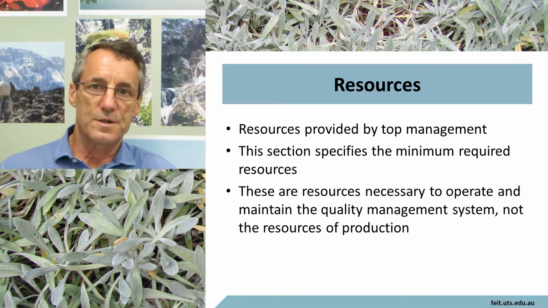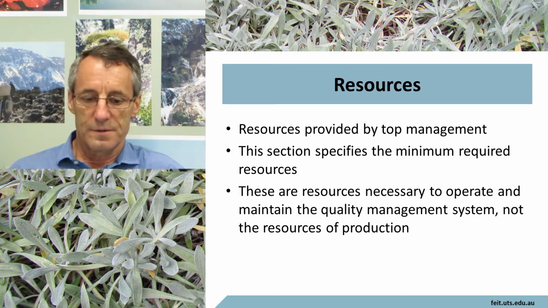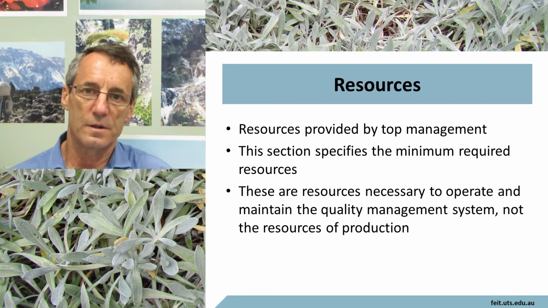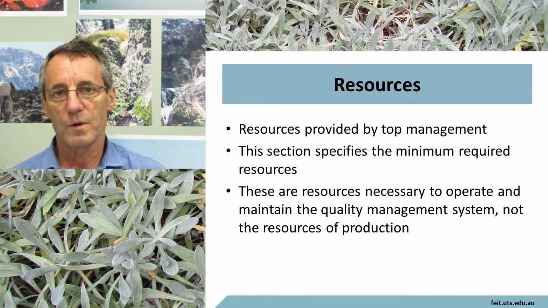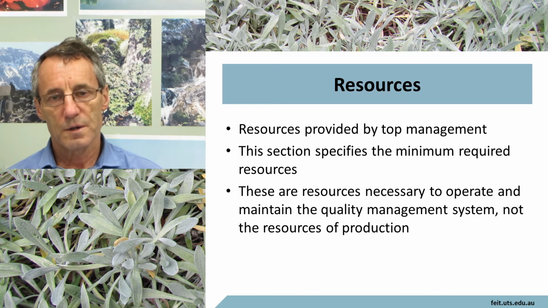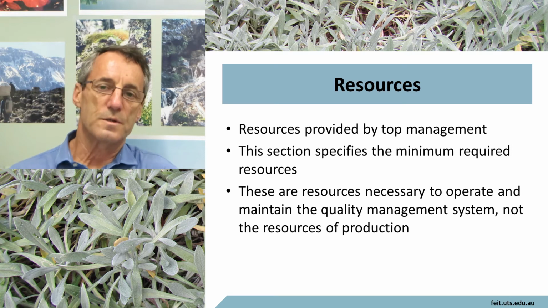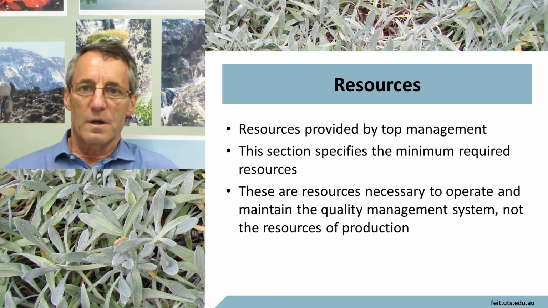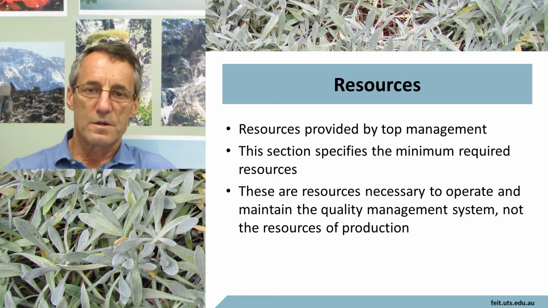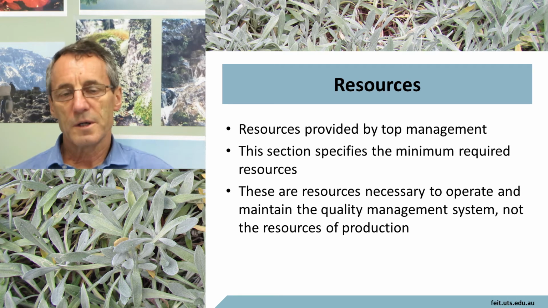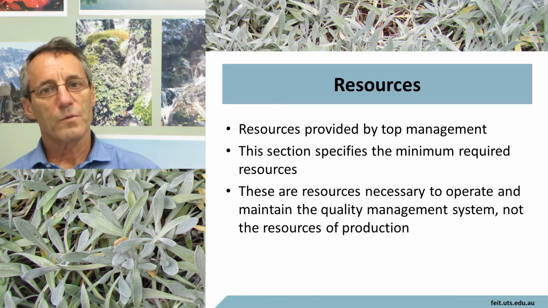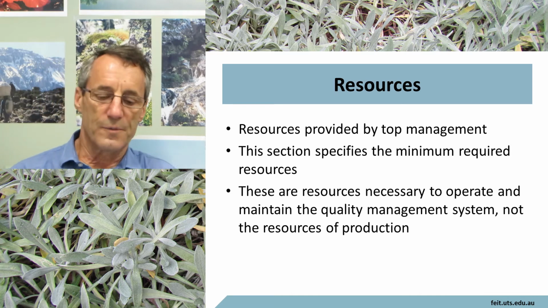Let's have a look at Section 6 of ISO 9001. This deals with resource management. Now, previously in Section 4, the requirement was that top management provide the resources to establish and operate the quality management system. So Section 6 now elaborates a little bit more about what resources it's talking about. Now, these are the resources to operate the quality management system, not the resources necessary to do the product realization, which comes in Section 7.